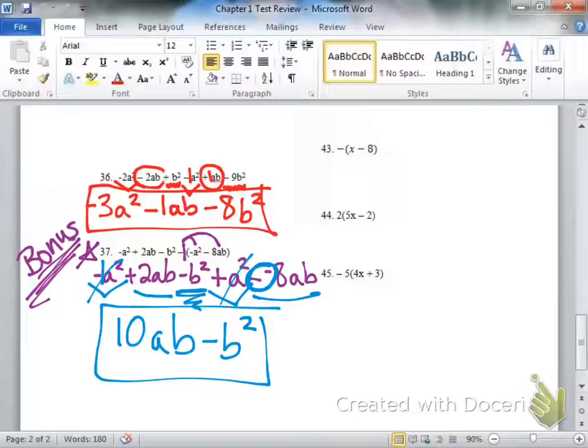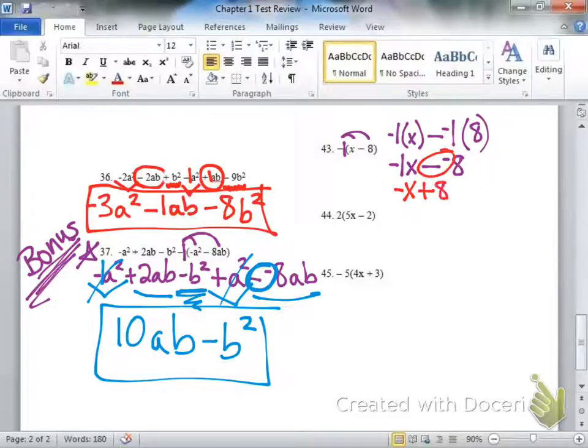All right, did we do 43? I can't remember. No? Okay, so 43, it's like a negative 1 in the front. So this is negative 1 times x minus negative 1 times 8. This gives me negative 1x minus negative 8. Now clean things up. Negative 1x is the same thing as negative x. Minus a negative 8 is the same thing as plus an 8. Sorry, I'm getting tongue-tied up here. So the most correct, cleanest answer on this one is negative x plus 8.